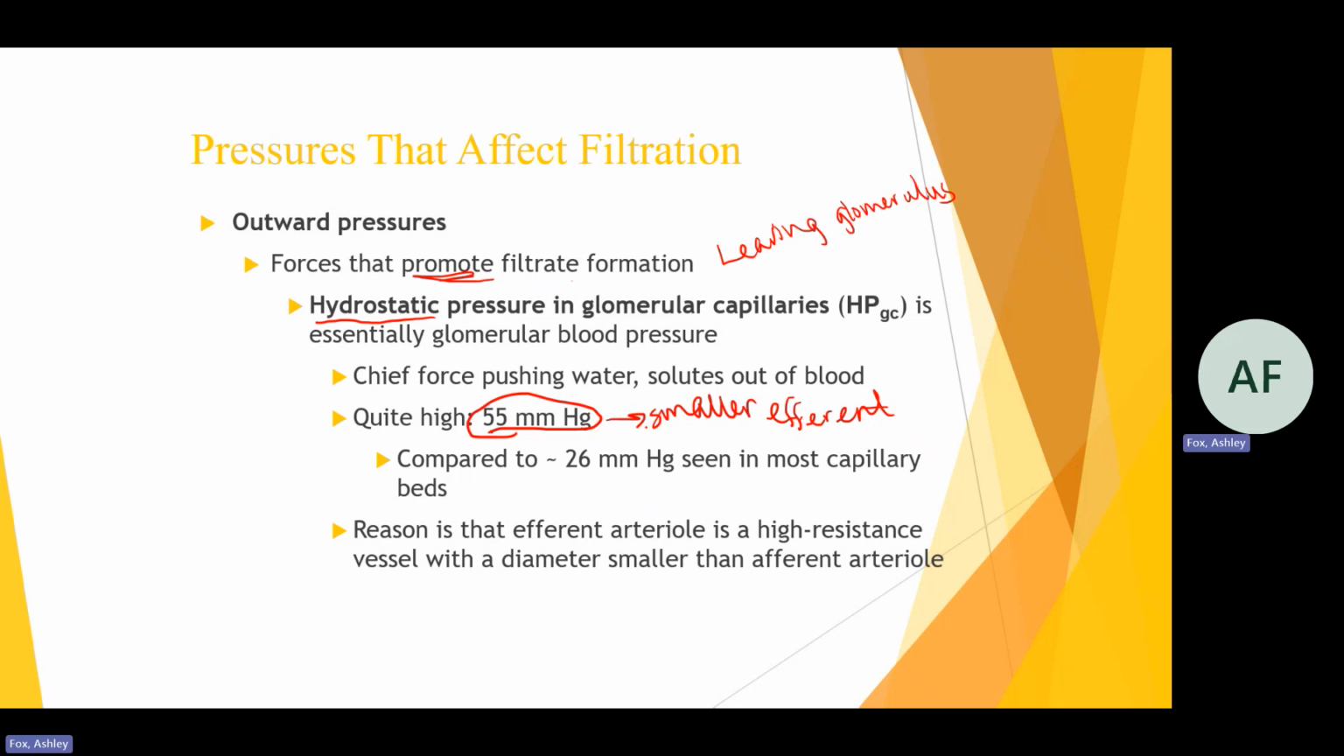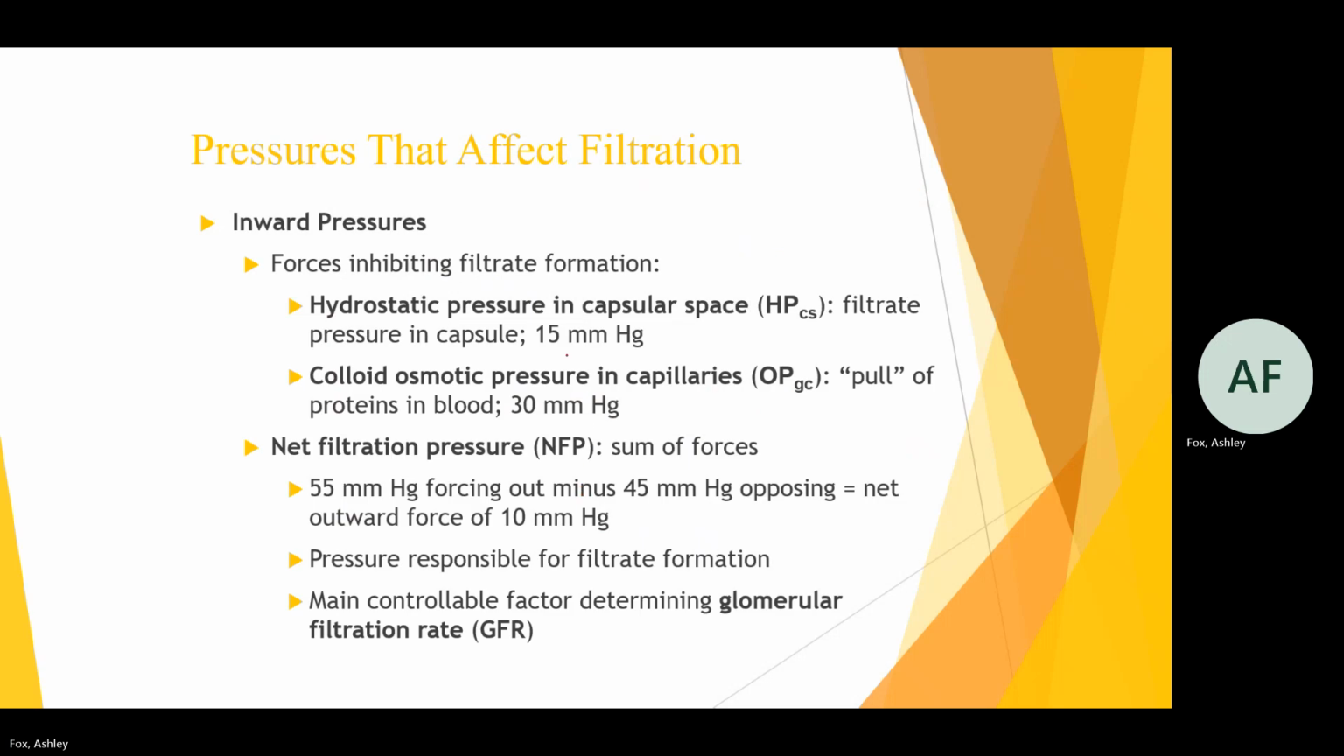So that's why, again, a smaller efferent is going to make higher resistance because of the smaller diameter than the afferent, and that's going to increase the glomerular hydrostatic pressure, the glomerular blood pressure. Then we have opposing forces. Inhibiting filtrate formation is opposing filtration.